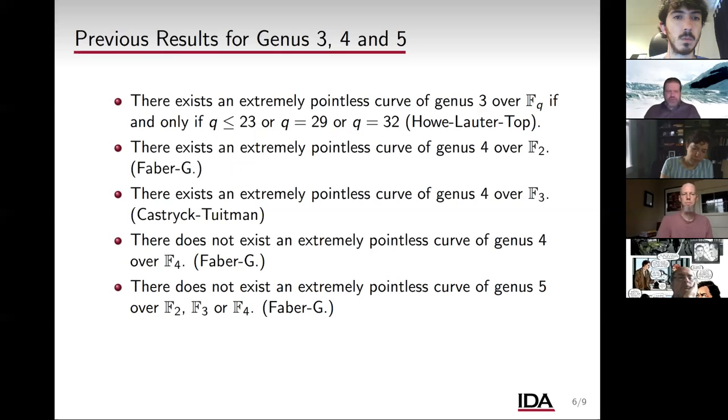And in our previous work, we found one of genus 4 over F2. Kastrick and Tutman had previously found one of genus 4, a ternary curve. And through exhaustion, we were able to show that over F4, you can't get a genus 4 gonality 5 curve. And we also ruled out the case of genus 5 gonality 6.